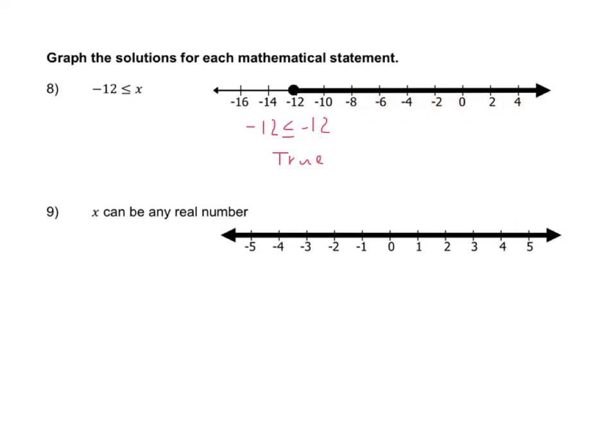All right. Number 9 is kind of interesting. It says x can be any real number. So that's basically saying x could be anything. All right. So any number would make this true. And so what I have done, if you take a look at this, is that I have shaded the whole number line, including the arrows, right? Because every single number is a solution. X could be any real number.